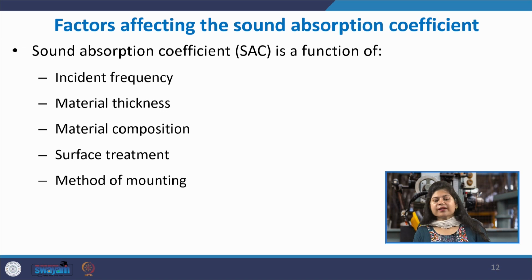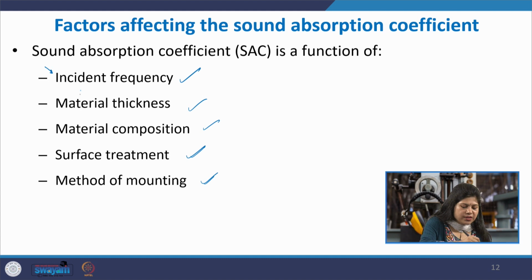Now, what are the factors which affect the sound absorption coefficient in these materials? SAC depends on, first of all, the incident frequency, then the thickness of the material, the composition, the surface treatment and the method of mounting of these materials. So, let us see first incident frequency and material composition, how they are affecting.